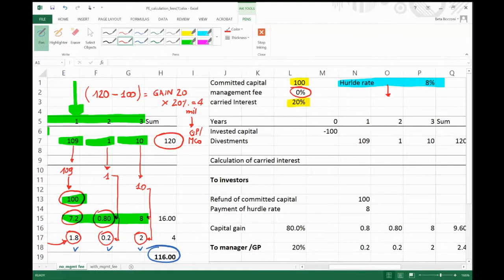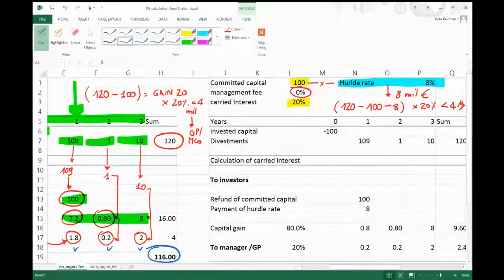However, if the general partner is a successful one, you are guaranteed that on top of the reimbursement of the committed capital, you will be receiving a hurdle rate of 8 million euros, which is 100 million times 8%, which basically means that the carried interest, put simply, will be no longer 120 minus 100, but 120 minus 100 committed minus 8 million hurdle rate, times 20%, which is definitely lower than 4 million. That is the number that we have calculated in the previous example.